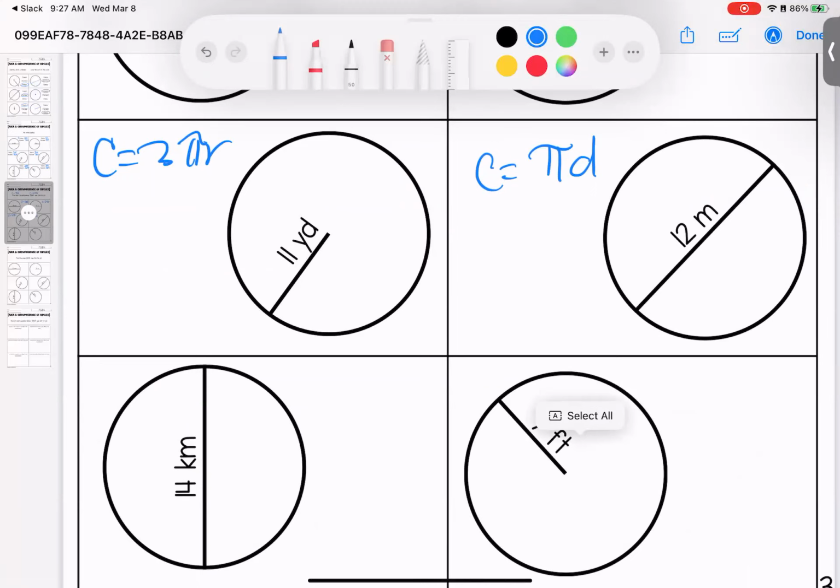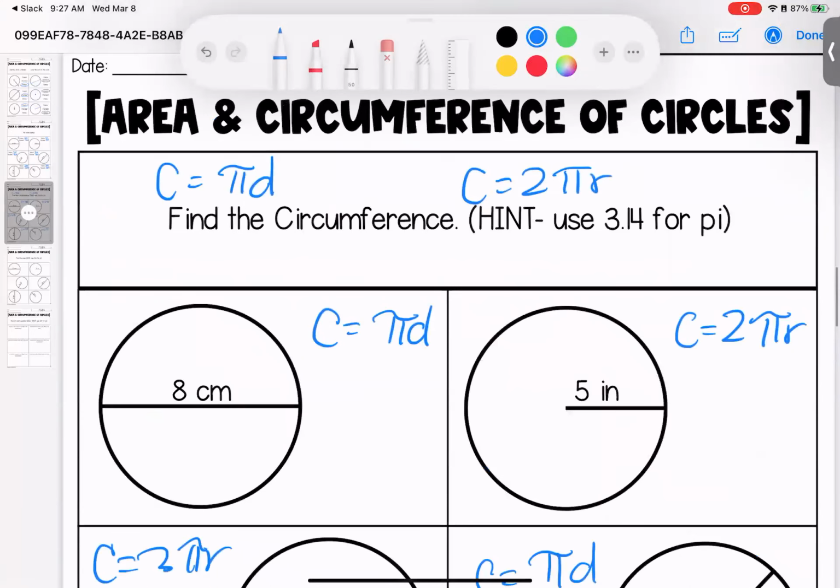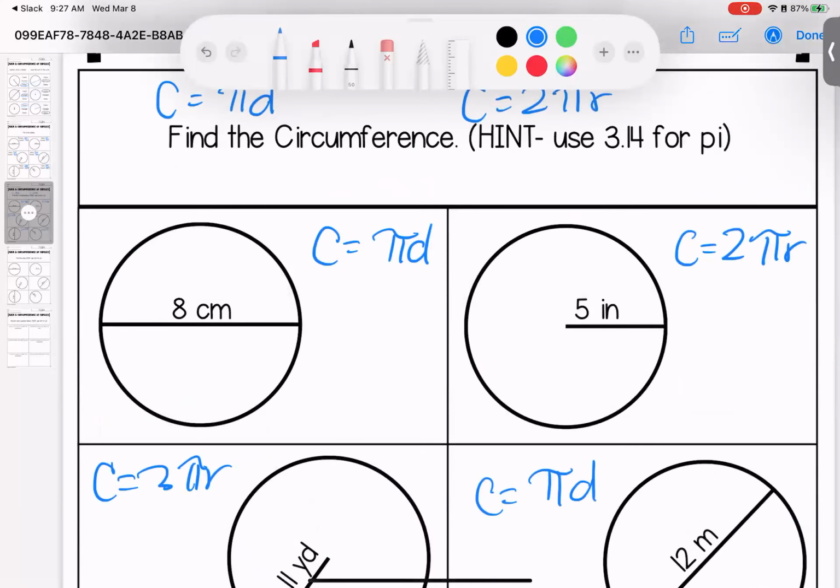C equals 2 pi r. Okay, so I can do 22 divided by 7. I can use the pi button if I have one on my calculator, or I can use 3.14. For our purposes, we're going to use 3.14 because I want our answers to match, and I want you to be able to check them in that way. So our formula looks like this.